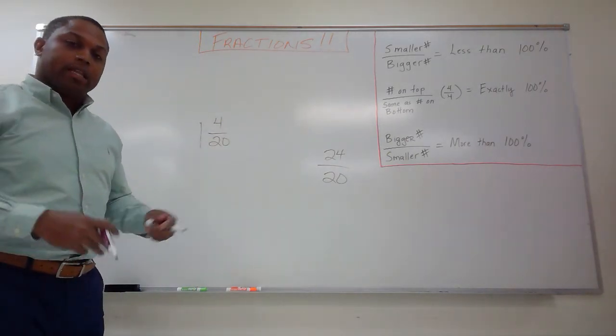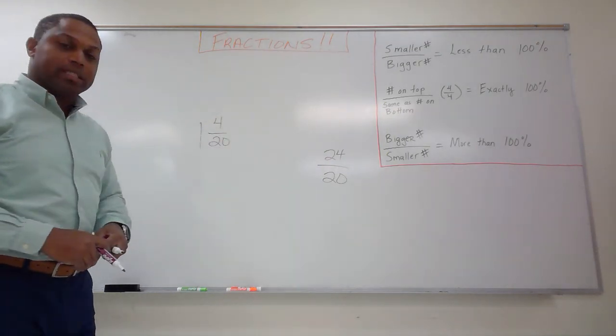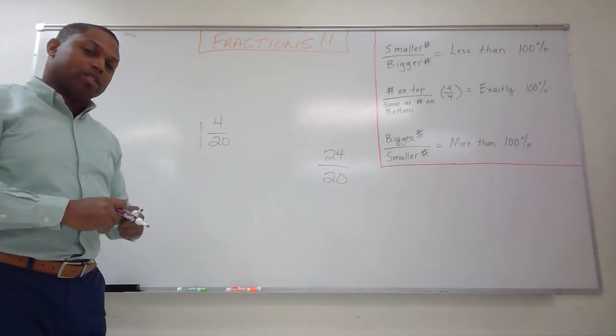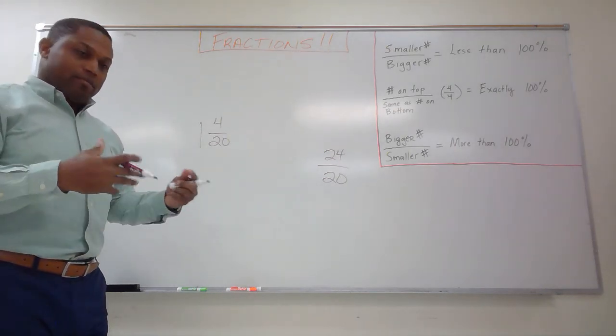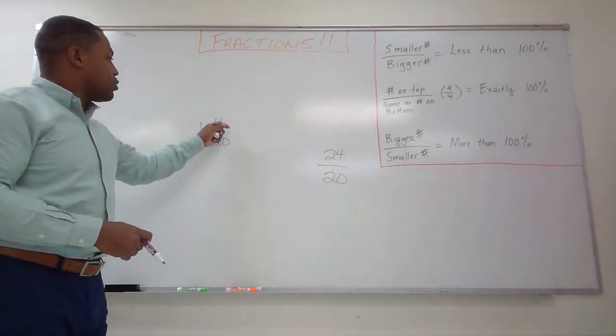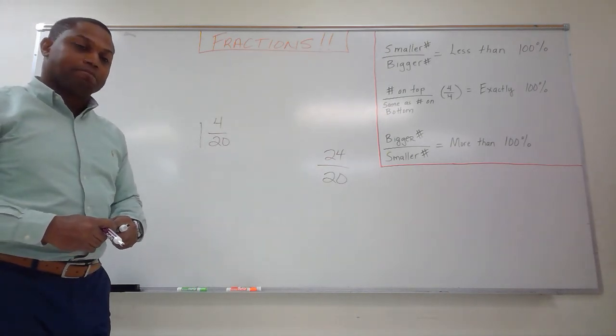All right, and that's how we turn an improper fraction into a mixed number, by asking ourselves, how many times can the bottom number go into the top number? Once we get that whole number, we see what's remaining. We put that number at the top, and then the denominator stays the same. All right.